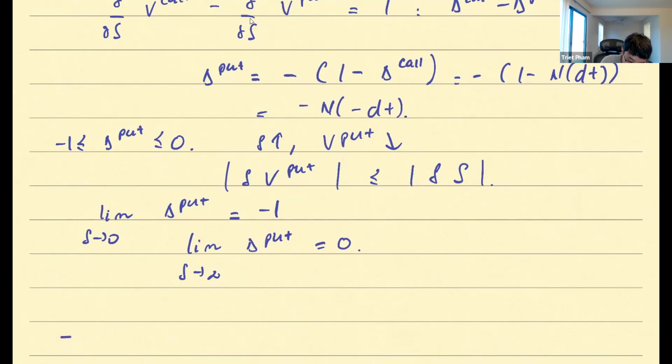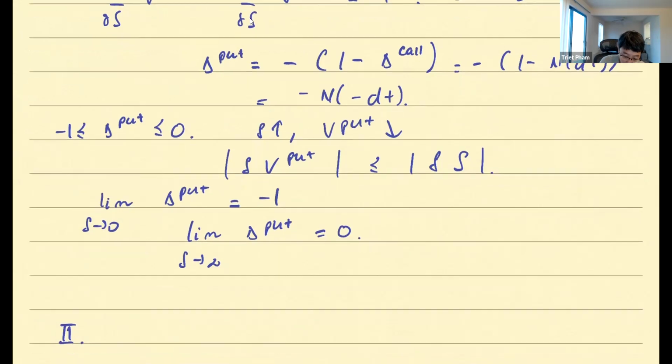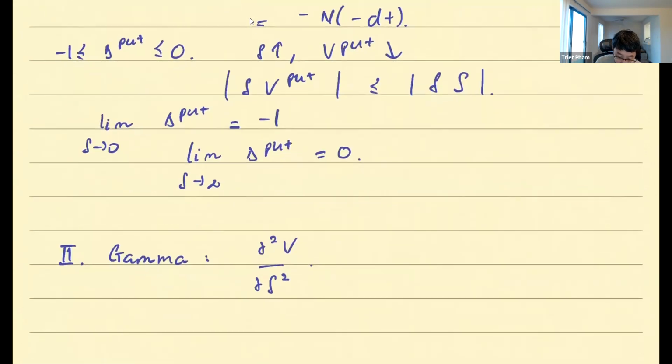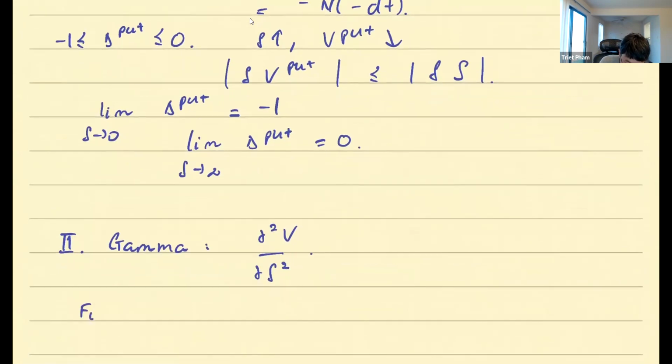So the second object that's also very important is the gamma. The gamma is the second derivative of the call option, or of the option in general, with respect to the stock price, the underlying. So the formula for the gamma is what? First you know the delta. Delta is N of d plus.